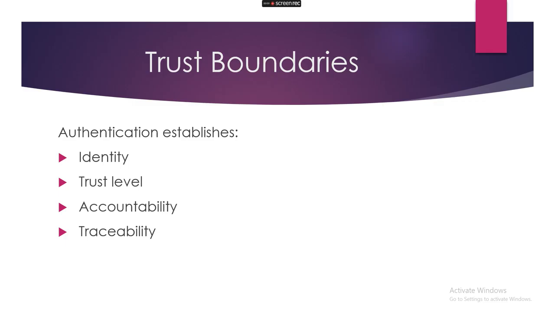So trust boundaries. What does authentication bring? Authentication establishes identity. It establishes trust levels, accountability, and traceability. It allows you to identify who is in a system. It allows you to say this person is okay to perform this certain action. That's trust. It allows you to say this person was the one that performed these actions yesterday. That is accountability and traceability.